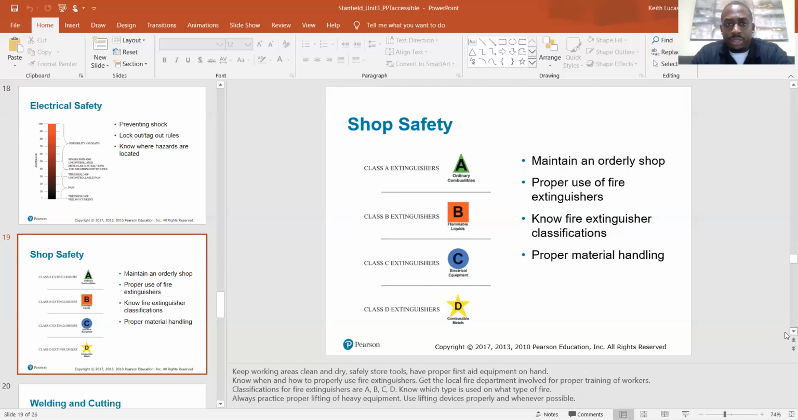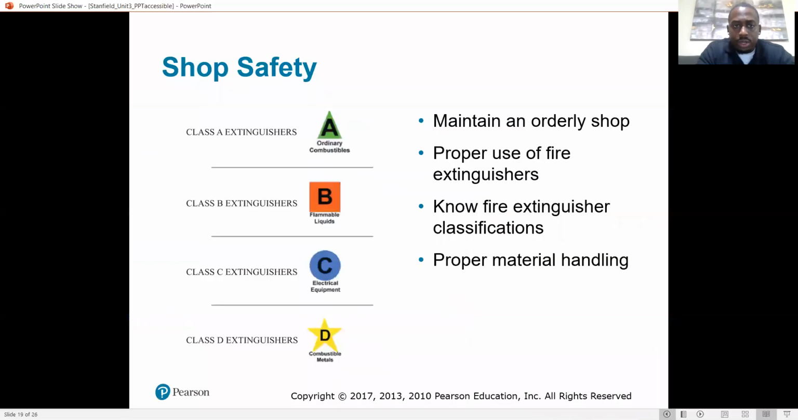So let's go ahead and zoom in on these fire extinguishers. These are the different classifications of the fire extinguisher. A Class A extinguisher is for ordinary combustibles. Then the Class B is for flammable liquids. Class C is for electrical fires. And then Class D is for combustible metals. So these are the different types.